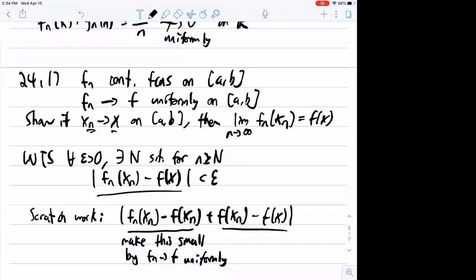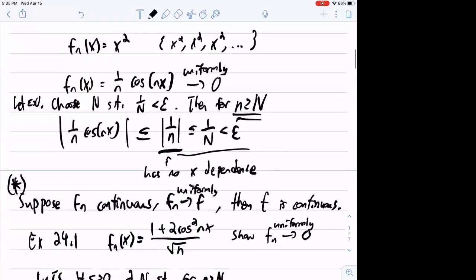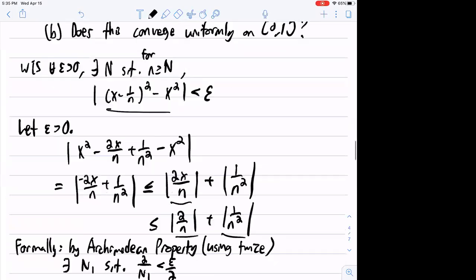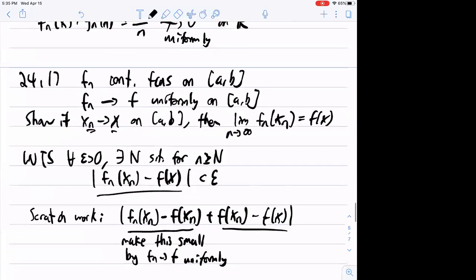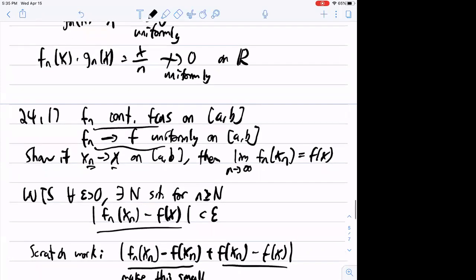Now why can I make this small? Well, what is a property of uniform convergence? The star I wrote, right? Let me go back up really quick. So there was a star. Yeah, right here. A sequence of continuous functions that go to f uniformly. What's the result? f is continuous, right? So right now, we are exactly in this situation. Fn is continuous and Fn goes to f uniformly. So we get that f is continuous.